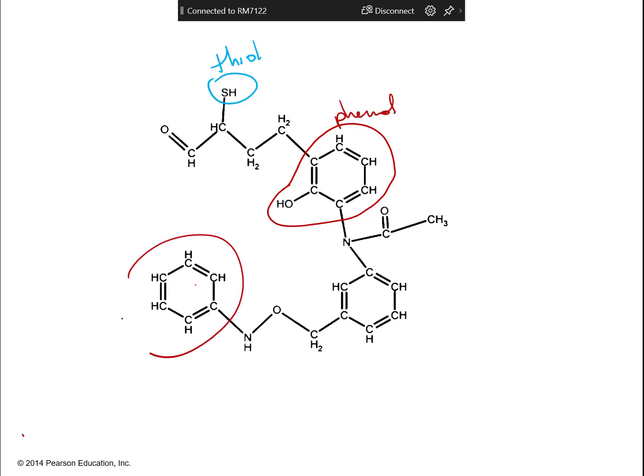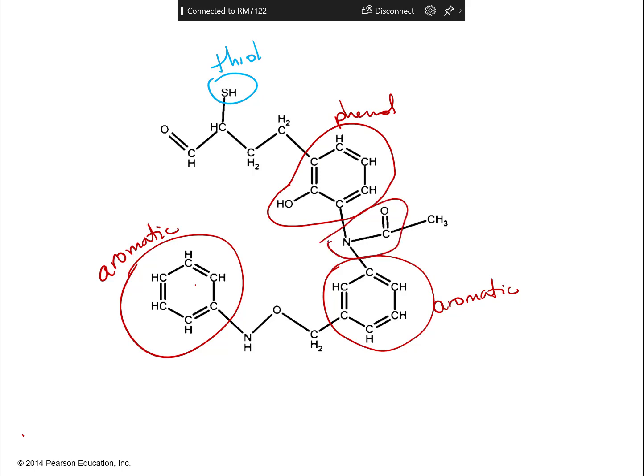And then there's two aromatics. Good. So this one's an aromatic because I just see the six-membered ring. And then this one's an aromatic, six-membered ring all the way around. All right, what else do you see? Yeah, here. So you see the nitrogen, it's connected to a carbon that's got a double bond oxygen. So that is an amide.